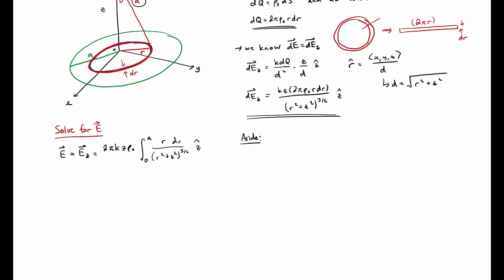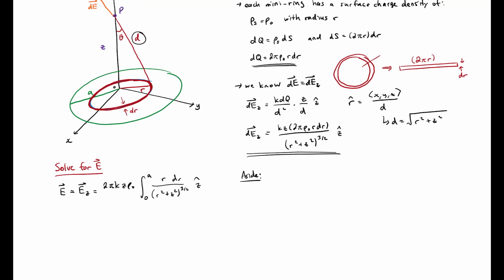So now it's time to look at trig substitution again. Looking at this triangle here, the tangent of theta is equal to opposite over adjacent. So tangent of theta is equal to r over z. r is equal to z tan theta. And I want to be able to replace dr. So dr is equal to z secant squared theta d theta.